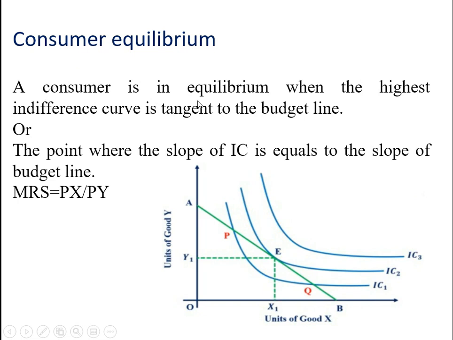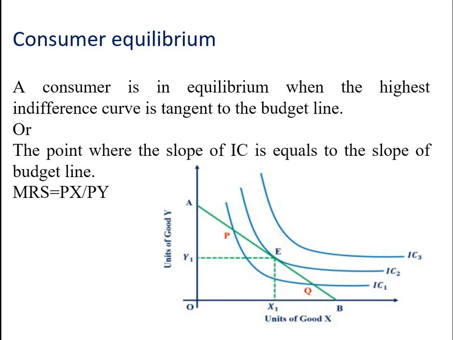A consumer is in equilibrium when the highest indifference curve is tangent to the budget line, or the point where the slope of IC is equal to the slope of the budget line. The indifference curve slope is MRS, the marginal rate of substitution, the rate at which a consumer is willing to trade off between good Y for good X or good X for good Y. Similarly, the slope of the budget line is the price ratio, that is PX over PY. So the point where both slopes are equal shows the consumer equilibrium through the indifference curve and budget line approach.